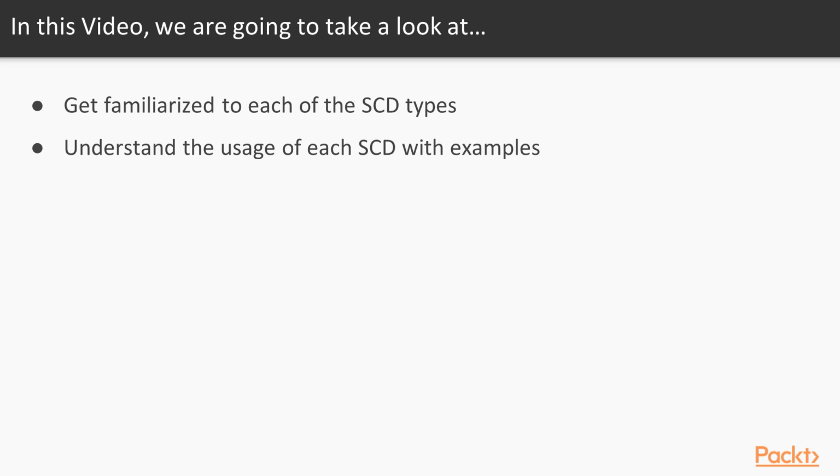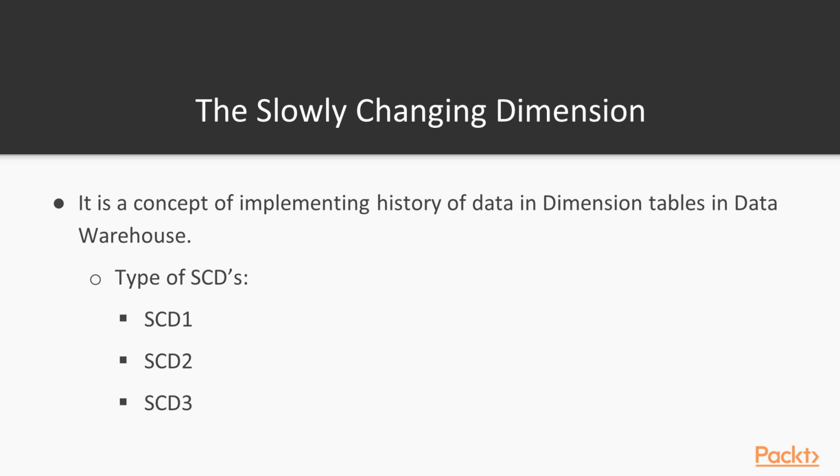First video, we'll discuss the different types of SCDs. We'll try to understand what it is. Then, with the help of examples, we'll study each type of SCD. Slowly changing dimensions, as the name suggests, allows maintaining changes in the dimension table in Data Warehouse. Before you go through this section, make sure you have a complete understanding of data warehousing concepts. For more details, you can refer to the book, The Data Warehouse Toolkit, by Ralph Kimball.